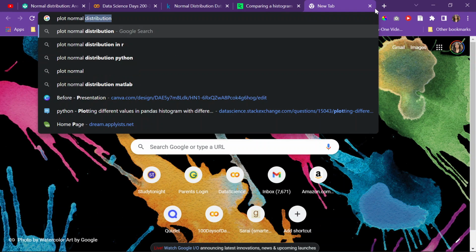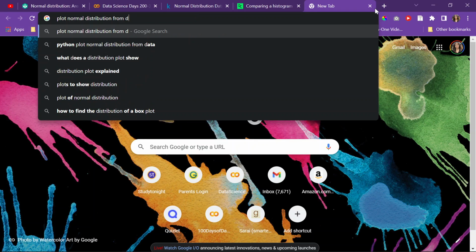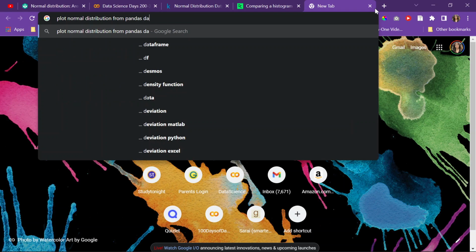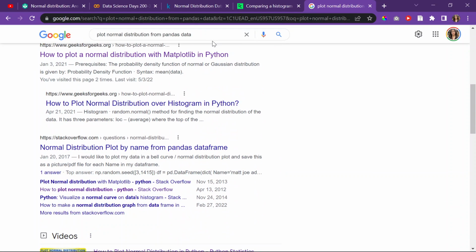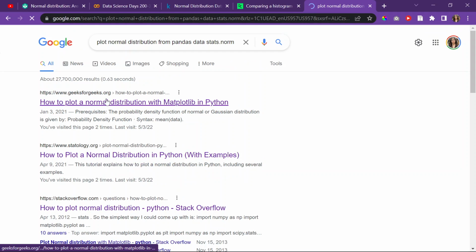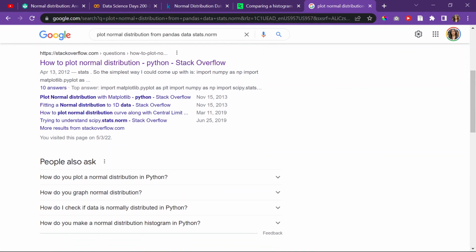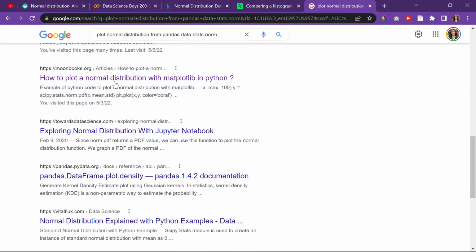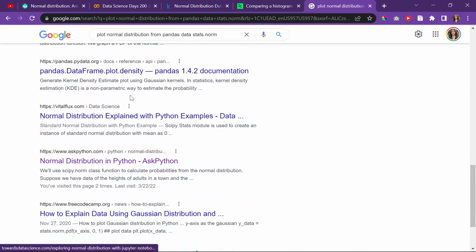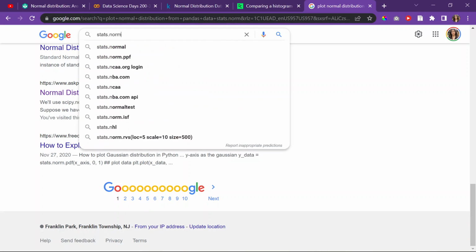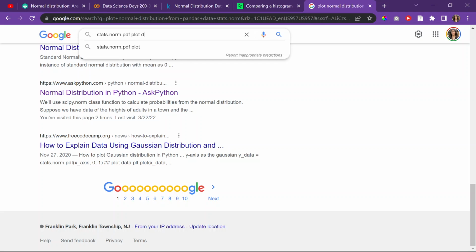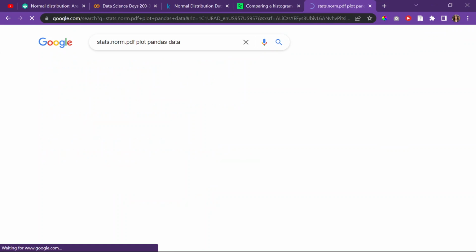Plot normal distribution from pandas data. I just want to double check that I did this correctly. I don't want to do density. I want to do stats.norm. No. How about I do stats.norm.pdf plot pandas data. Maybe it'll be here.